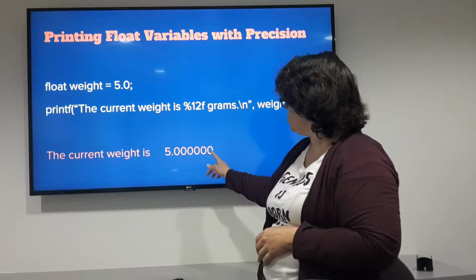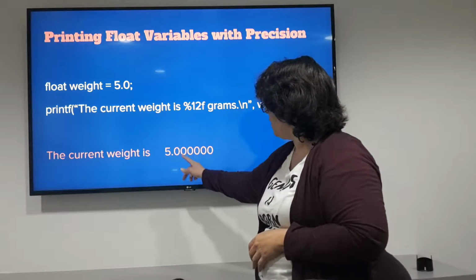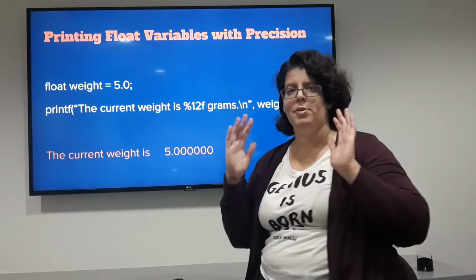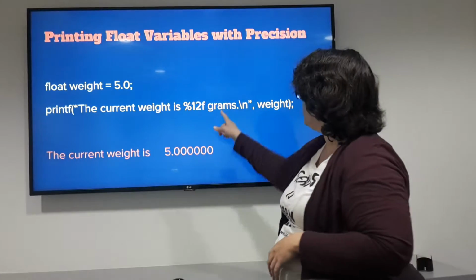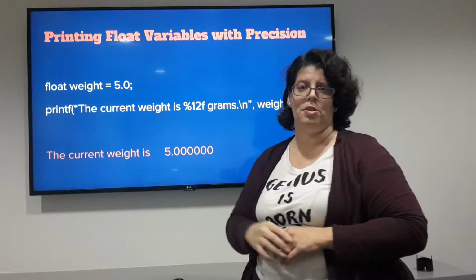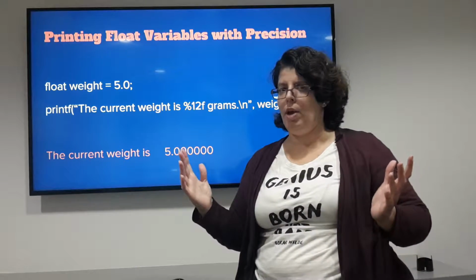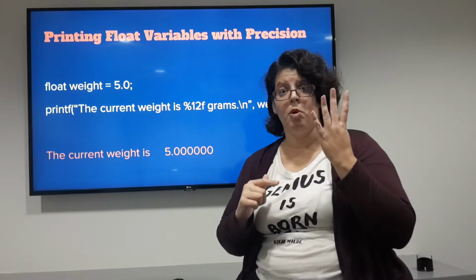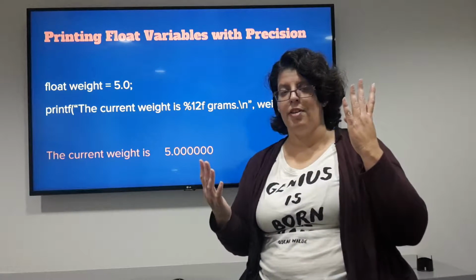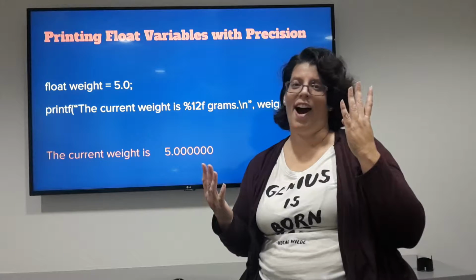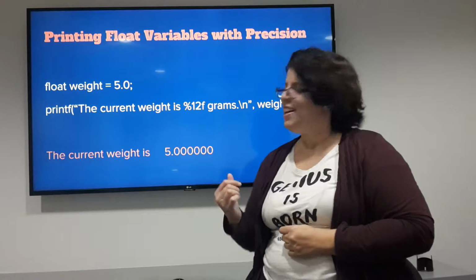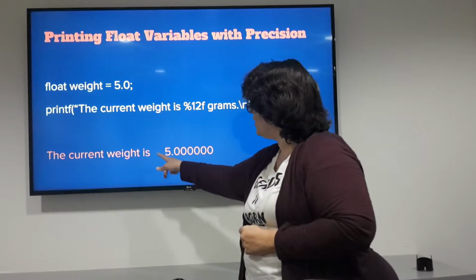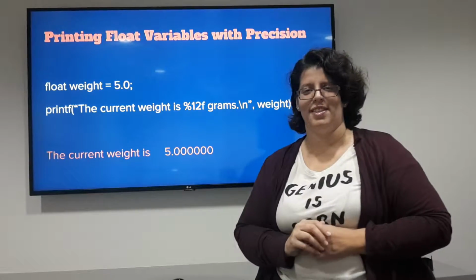We had 8. This is 1, 2, 3, 4, 5, 6, 7, 8. So we have 8 positions for the number. But you said that you wanted to take up 12 positions. So it figured, oh wait, we gotta fill in 8, 9, 10, 11, 12. We gotta fill in 4 more spots. So what does it want to fill it in with? Oddly enough, spaces. So it went ahead right here in the front and it put 4 empty spaces.